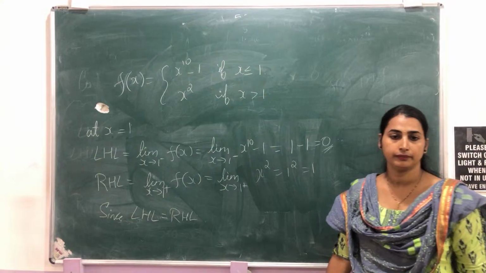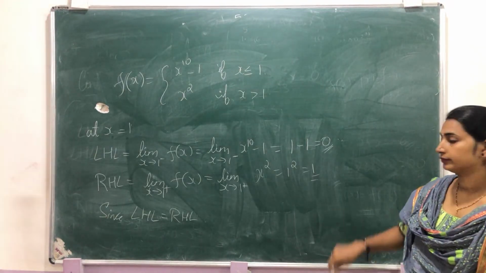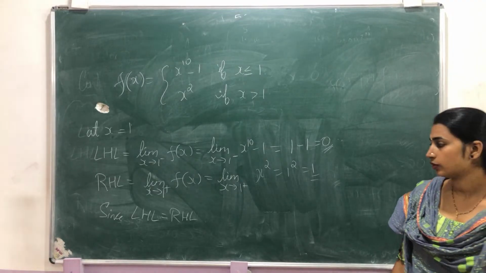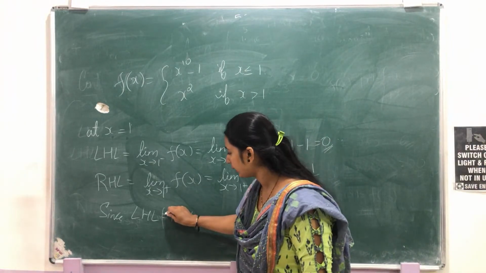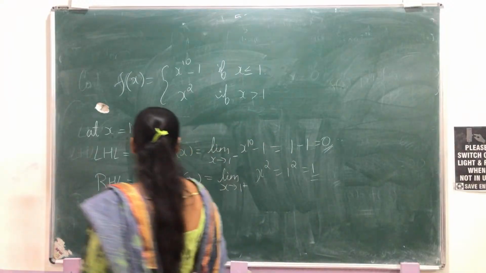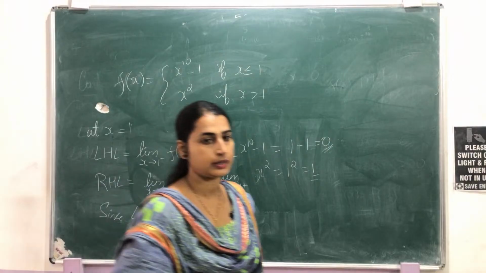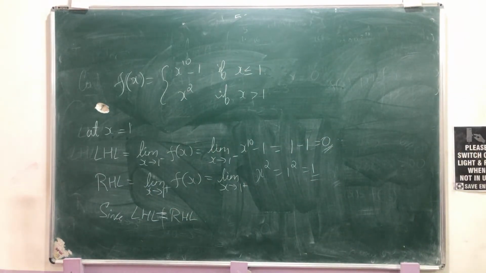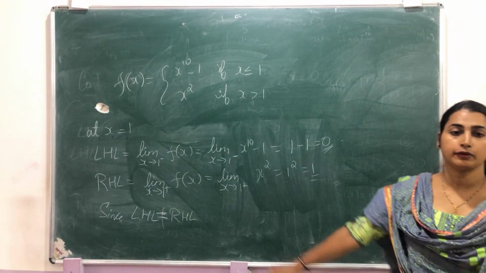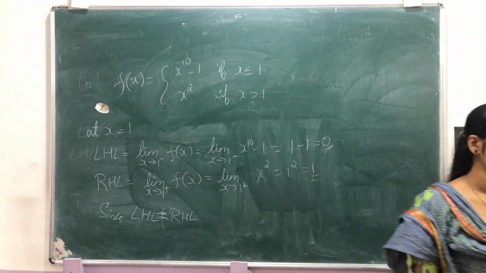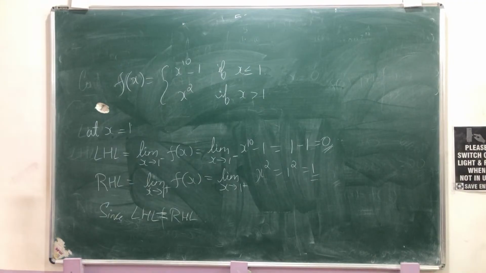Is it equal? Is it equal, Rishabh? No. So left hand limit is not equal to right hand limit. Therefore, the function is not continuous at x equal to 1. Therefore, x equal to 1 is called as point of discontinuity. Take down. Understood?